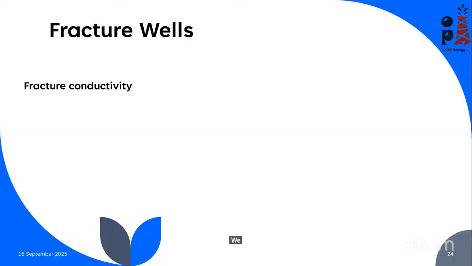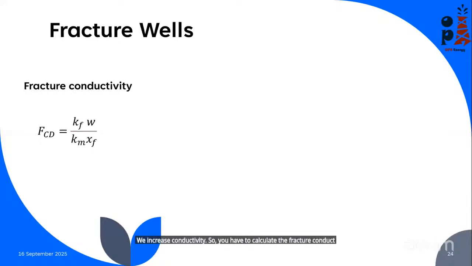We increase conductivity. So you have to calculate the fracture conductivity by this equation. It relates the fracture permeability, the width of the fracture, the half length of the fracture, and the matrix or the reservoir permeability.